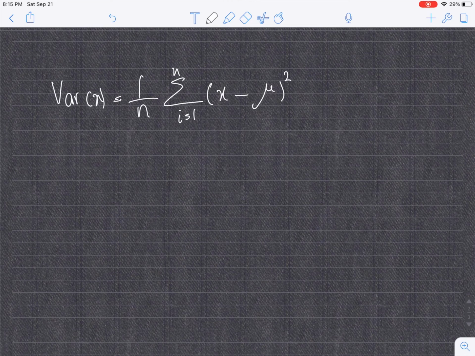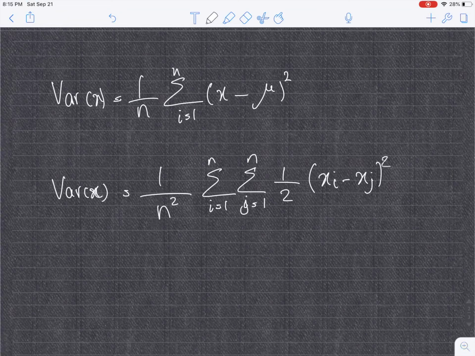It can also be written as one over n squared, sum over i, sum over j, 1/2 (xi minus xj) squared. This is writing that without directly referring to the mean.